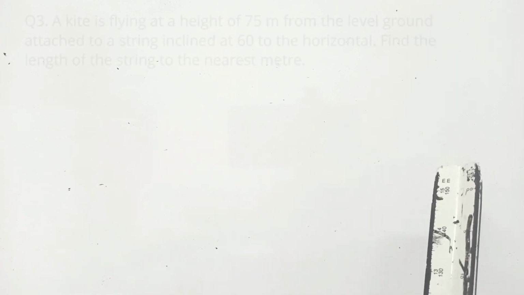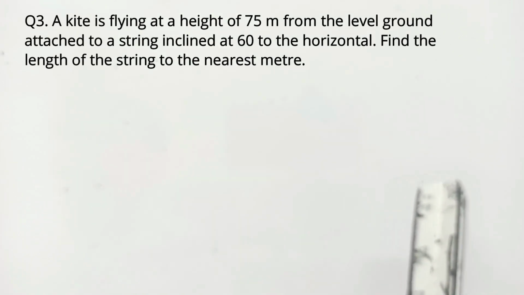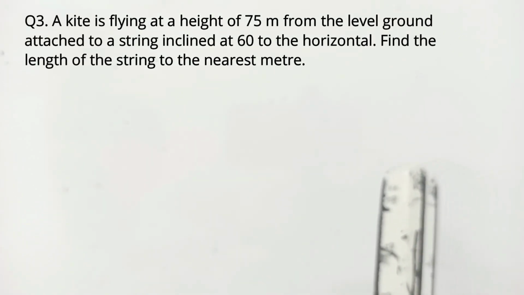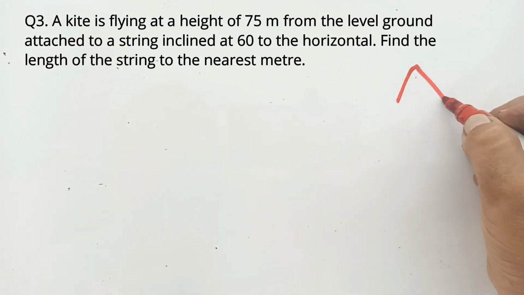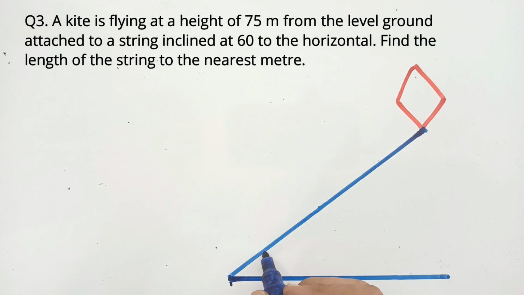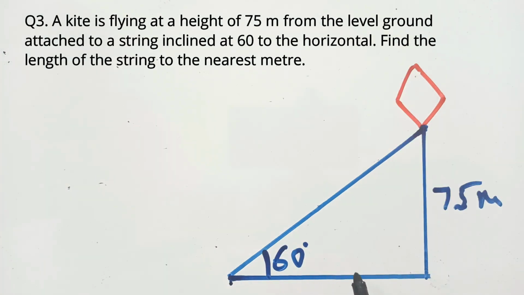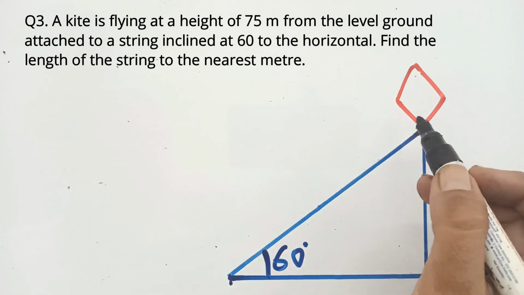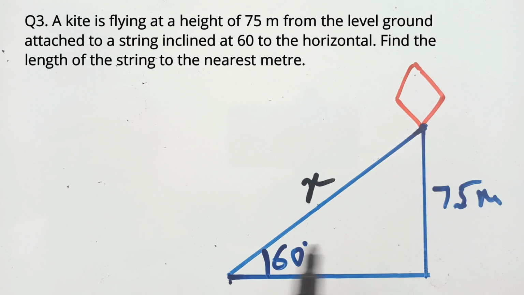Next, third question. A kite is flying at a height of 75 meter from the level ground, attached to a string inclined at 60 degree to the horizontal. Find the length of the string to the nearest meter. So it's very simple student. We convert the words into a diagram. 75 meter is the height and this is the angle given. We need to find the length of the string. So let the length of the string be x.